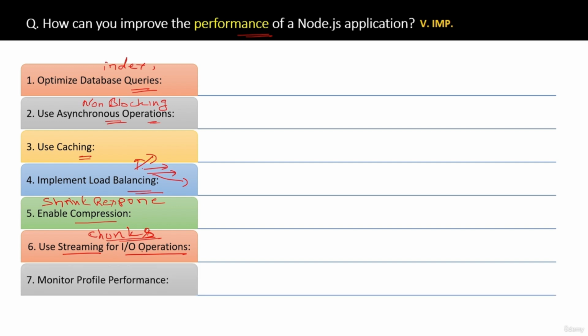Finally, the last technique is to monitor and profile performance. Monitoring performance means you can use tools like New Relic, and by these tools you can continuously track the performance of your application. For example, it will show that at some point of time your request and response was taking that much time. So these tools will record the performance problems, and then you can optimize the application by solving those problems.